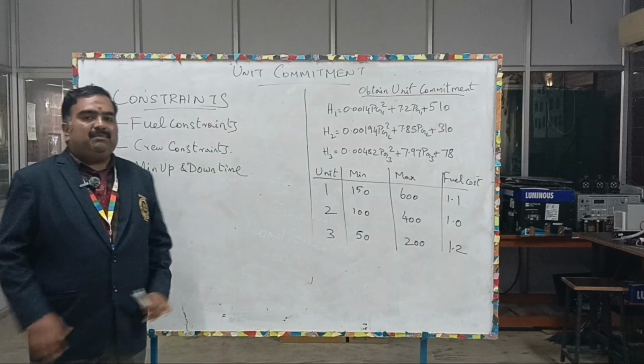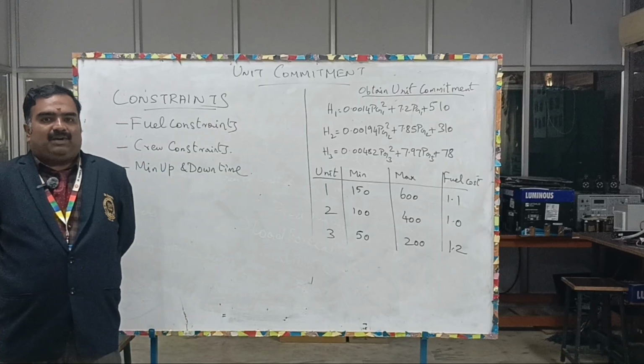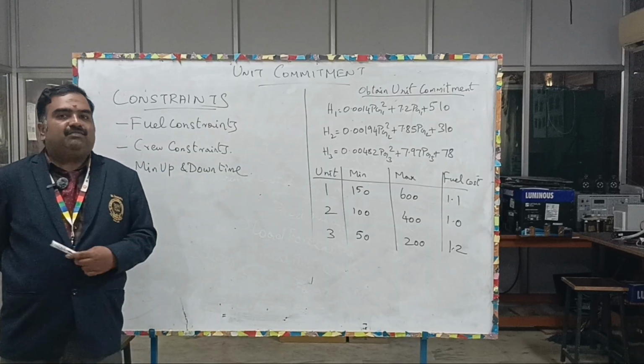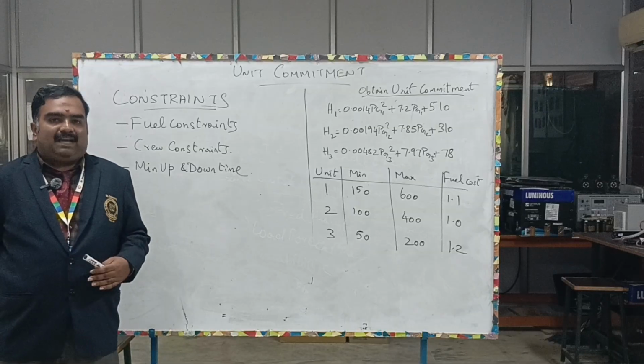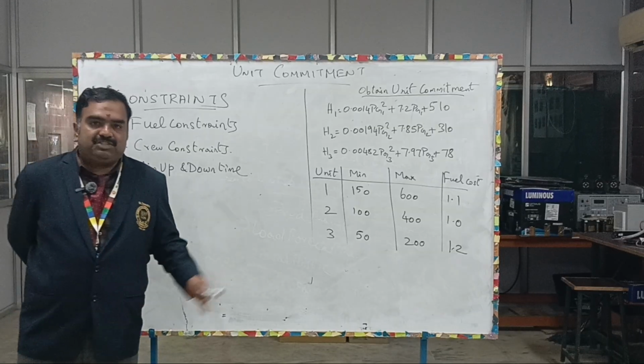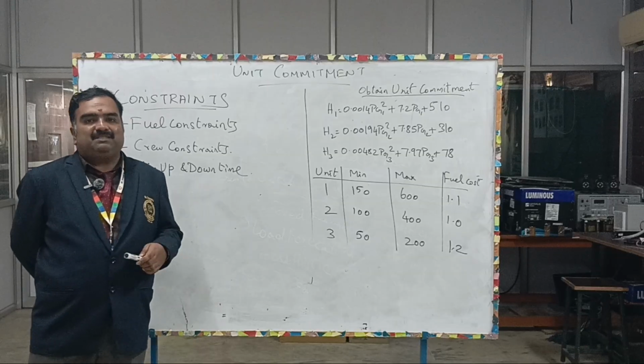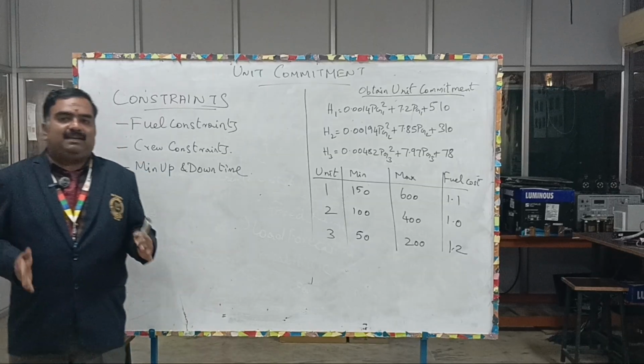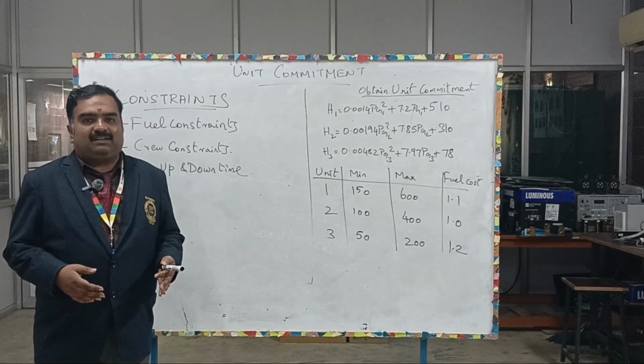So, that is the minimum uptime constraint. Likewise, what is the minimum downtime constraint? Once a generator is switched off or cut off from supply, there is a minimum time after which the generator can be recommissioned again. That is called the minimum downtime constraint. Before this time, you cannot recommission the generator.